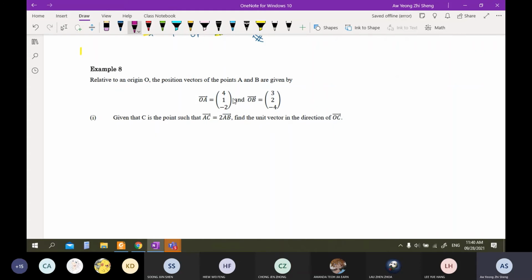Right. You are given position vectors A and B. Part 1 says find unit vector. So here's the keyword, unit vector in the direction of OC. And so this unit vector, how to find it? It will be OC divided by its own length. OC divided by the length of OC. And this is what they want to find.